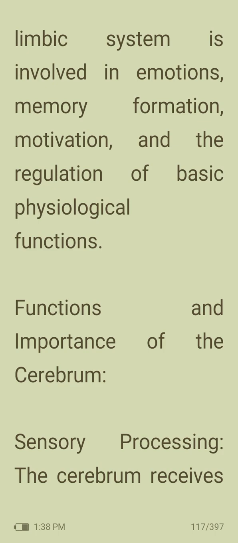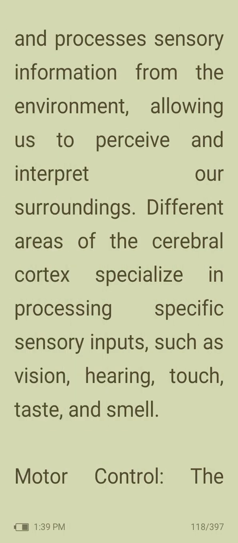Then, functions and importance of cerebrum. Sensory processing. The cerebrum receives and processes sensory information from the environment, allowing us to perceive and interpret our surroundings. Different areas of the cerebral cortex specialize in processing specific sensory inputs such as vision, hearing, touch, taste, and smell.